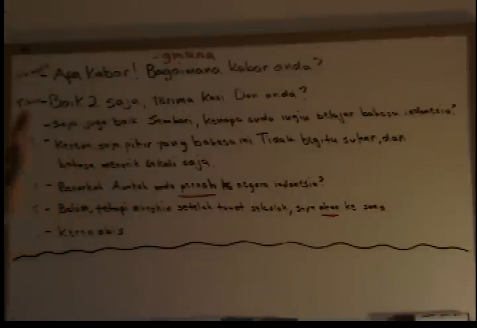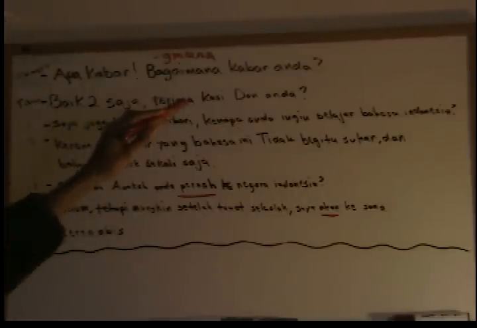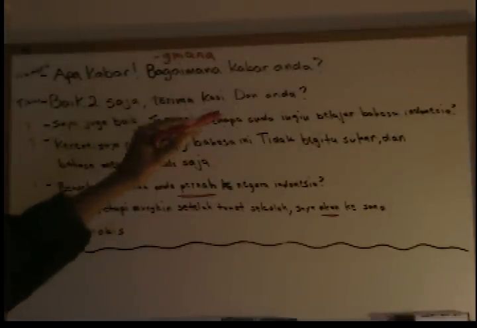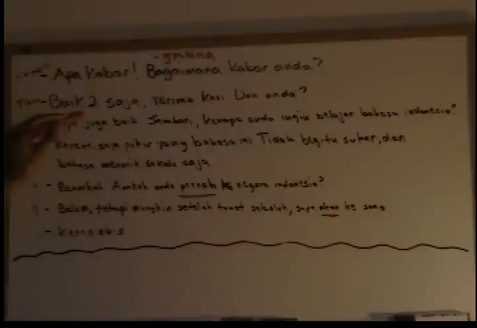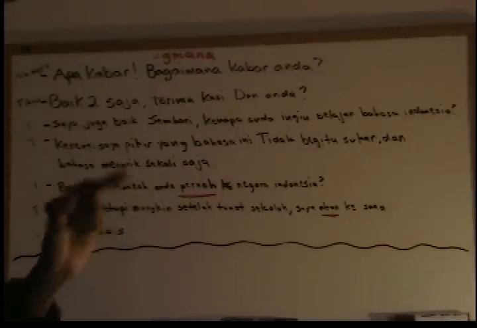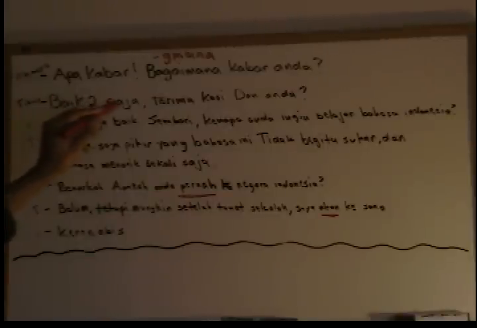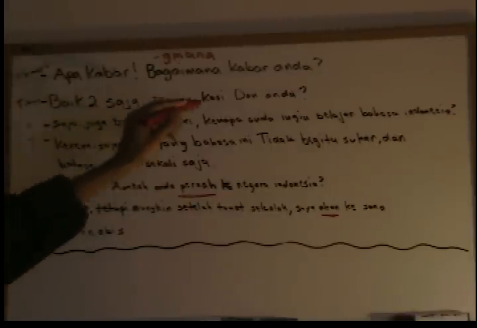So, how are you? Second line, me: baik-baik saja, terima kasih, dan anda? So, I'm well, I'm just well, thanks, and you? Another thing you'll see in Indonesian is they put a number two after certain words. It's a repetition marker, okay? So they put that repetition marker next to a word, like baik-baik, to indicate repetition. So saja, just, baik-baik saja, just good, terima kasih, dan anda.